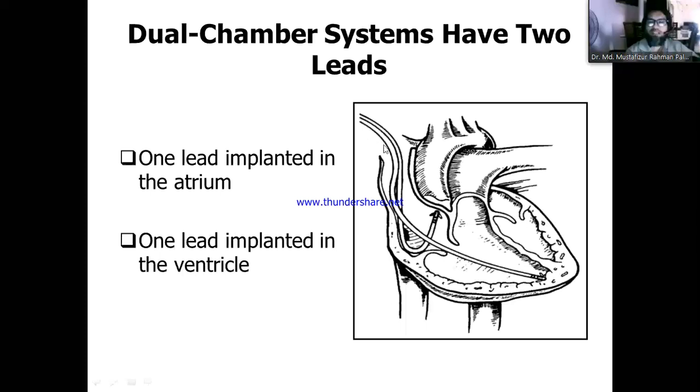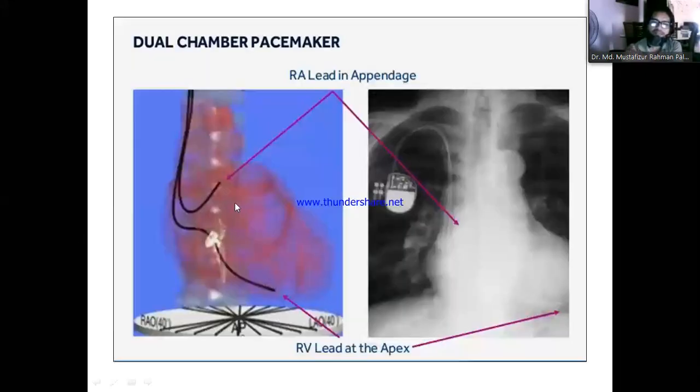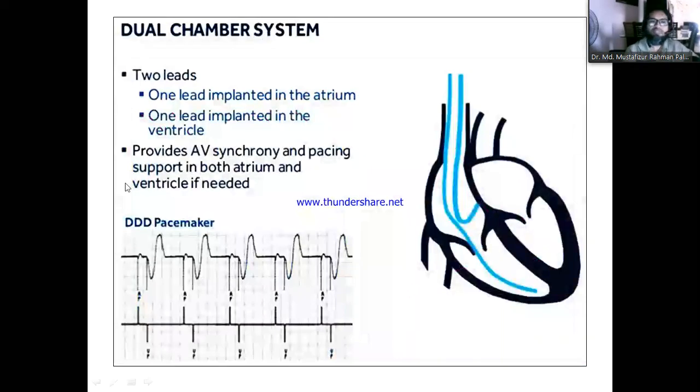Let us see the dual chamber pacemaker. Very simple. One lead is implanted in the right atrium, another in the right ventricle. So this is the two lead system. Here we are showing the right atrial appendage lead and the right ventricular apical lead. In the X-ray, it is a right-sided implanted dual chamber pacemaker. The two leads are there. Two screw-in connectors are observed, and it is very difficult to see, but one lead is here and another lead is in the right ventricle.